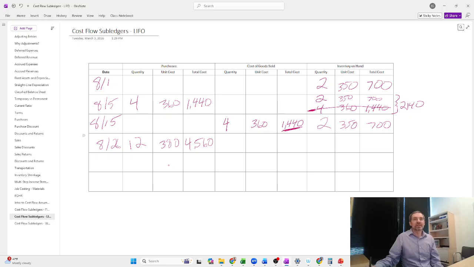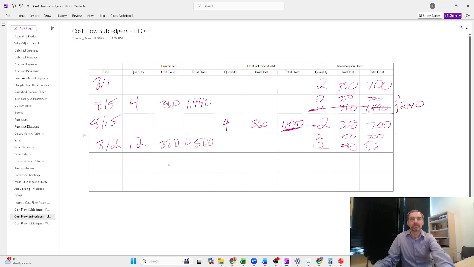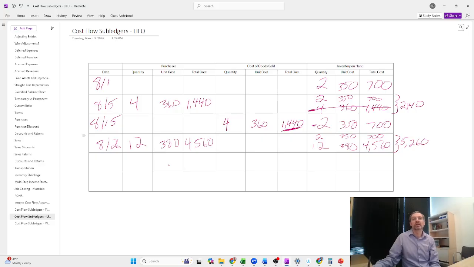All right, so let's update now our inventory on hand. We still have these 2, so let's put those first. Those are the oldest ones. But now we have 12 at $380 for $4,560. So adding those to the 700, the total is 5,260. So we have a total of 5,260 in inventory.